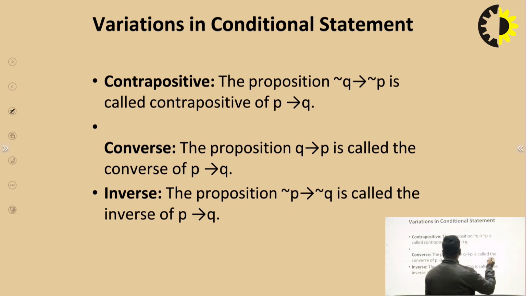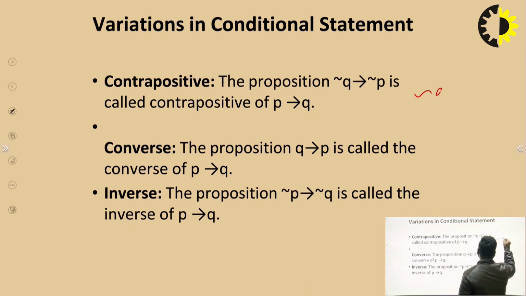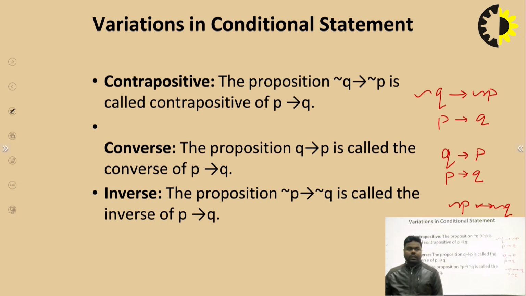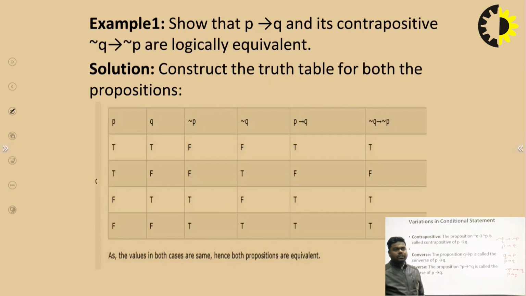We are saying that this is the contrapositive: not Q goes to not P, then it is the contrapositive of P to Q. The proposition Q to P is called the converse of P to Q. And this is the inverse: not P goes to not Q, then it will be the inverse of P to Q. These three are the variations in the conditional statement.